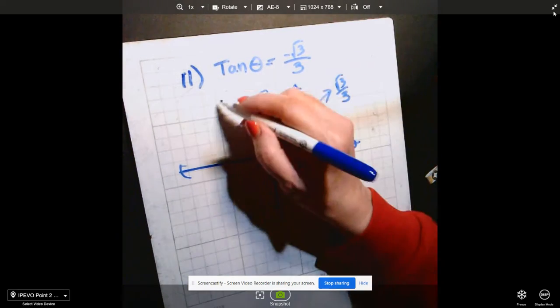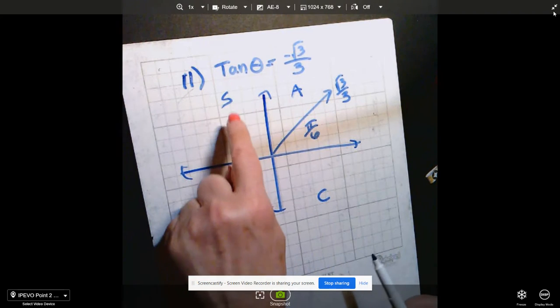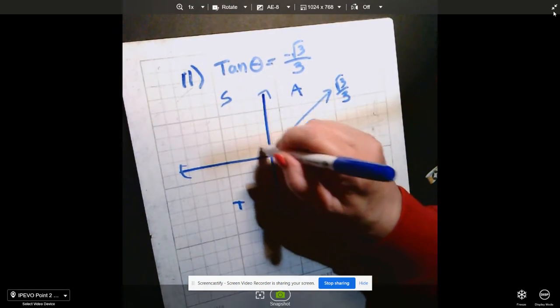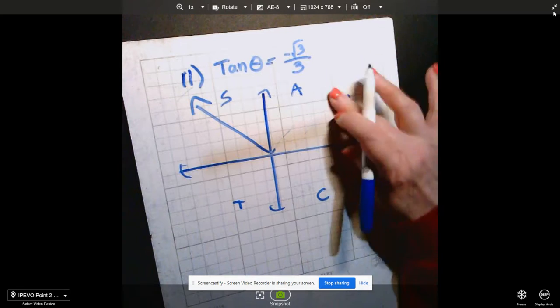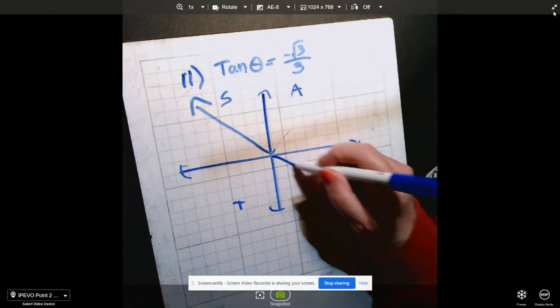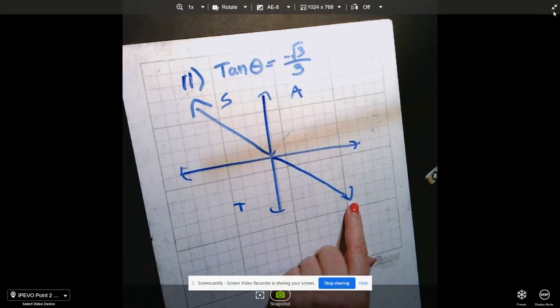So all students take calculus. Well, in this quadrant, the sign is positive, so the tangent would have to be negative. So this would be one of the angles. This is not, so I'm going to erase this one. Here, the tangent is positive, so it's not negative in that quadrant. But over here, it's also going to be negative.